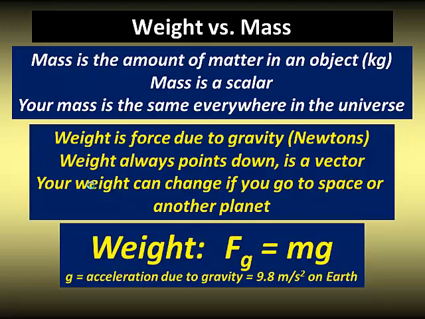The equation for weight is Fg equals mg, where g is acceleration due to gravity, which is 9.8 meters per second squared on Earth. Okay, so using this equation we can switch between mass and weight.